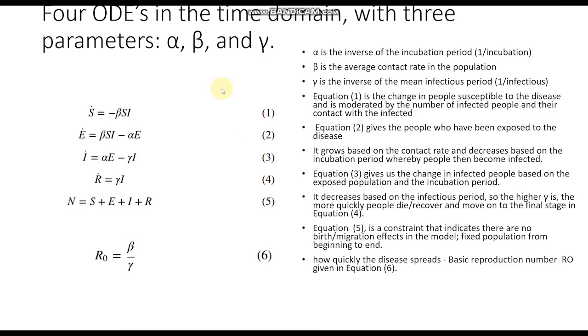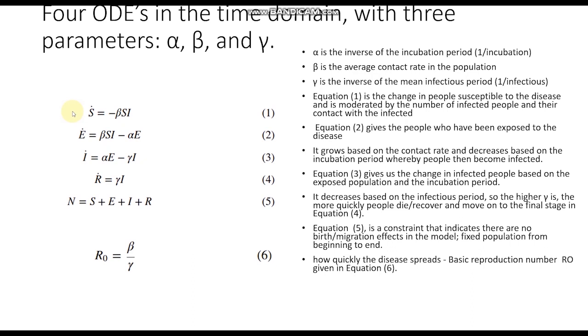The SIR model defines the dynamics of the compartments using four ordinary differential equations in the time domain with the help of three parameters alpha, beta and gamma. Let us discuss what those parameters are. Alpha is the inverse of the incubation period, beta is the average contact rate and gamma is the inverse of the mean infectious period. Let us define the dynamics of the susceptible compartment.